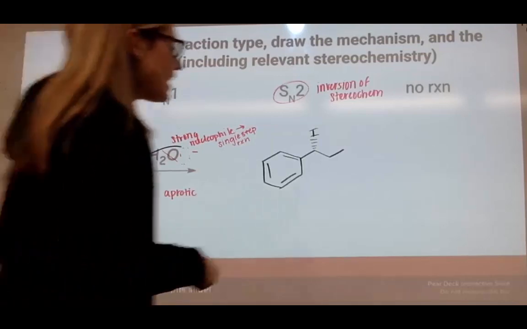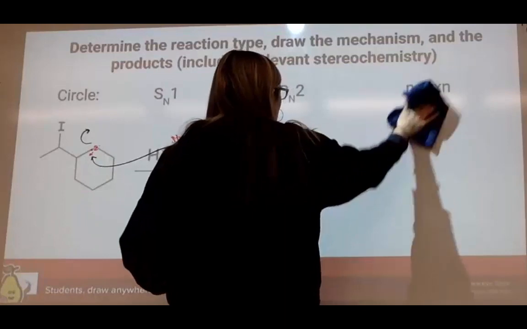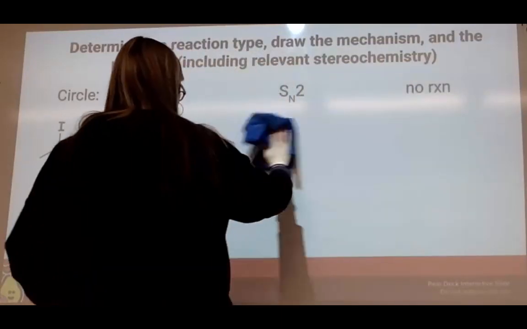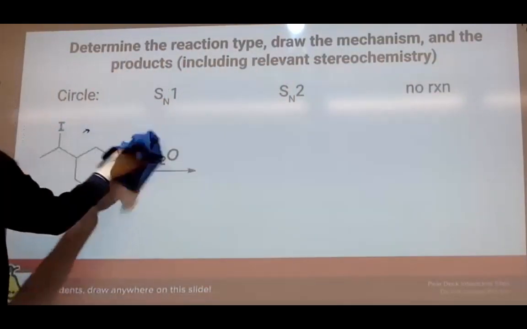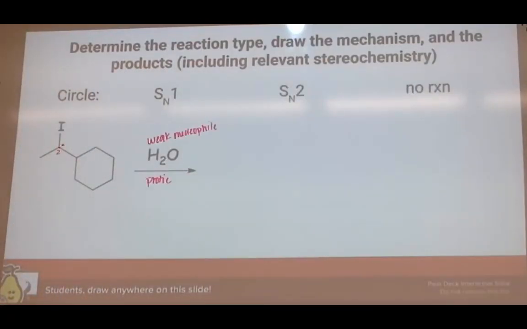Okay, so the last one, again, I want you to start with your identification. So you go through, identify the alpha carbon, identify the nucleophile. We're doing this one last because we have to take a couple things into account. We're actually going to have two sets of products. We're going to have a major set of products and a minor set of products.